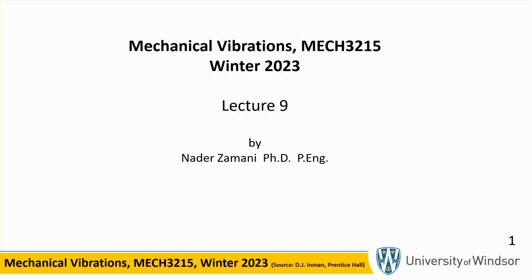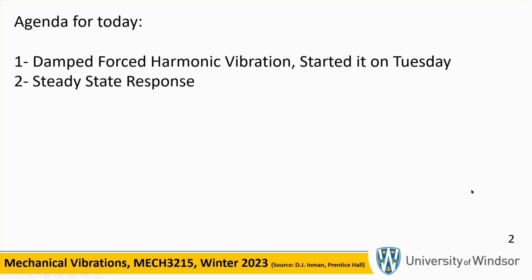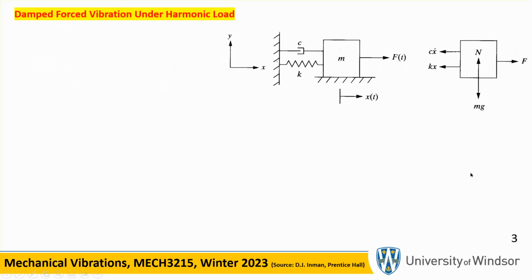The good news is that the first maybe 5 or 6 slides is a review of what we did earlier. I went through it very quickly, so let's spend a little bit more time here and go through them one by one. So there's the agenda. We started this forced harmonic vibration on Tuesday, and we also talked about the steady state response, but this is going to be a review and some examples that we're going to do.